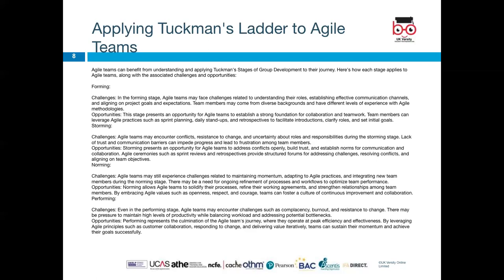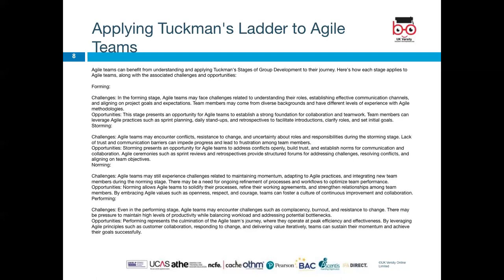set initial goals. So, take for example, you literally just joined a company, maybe like Accenture, or a new company, and you don't know what to do. You know that maybe you're a software developer or a software tester, but the first few weeks you probably don't know. So that is what this stage is about. The challenge is that you don't understand your role. There's no communication. You don't know who to talk to.